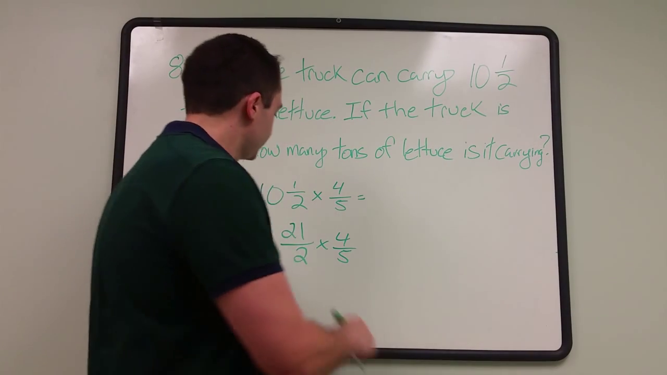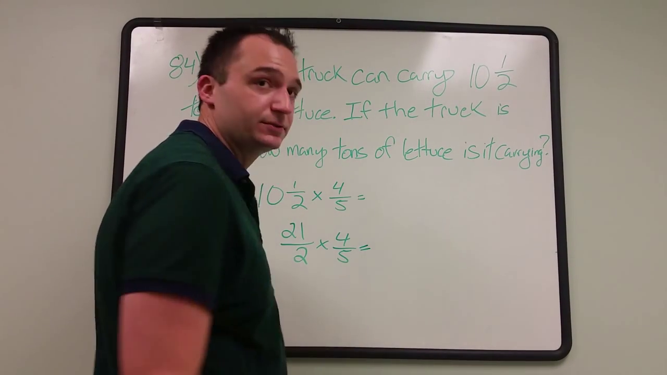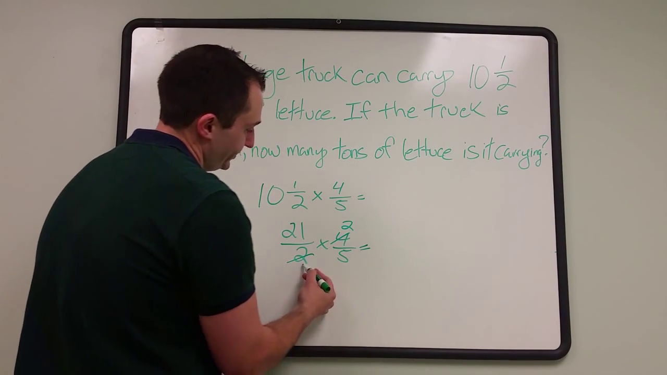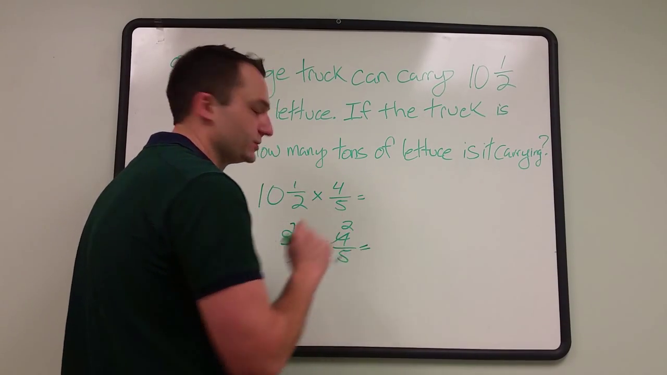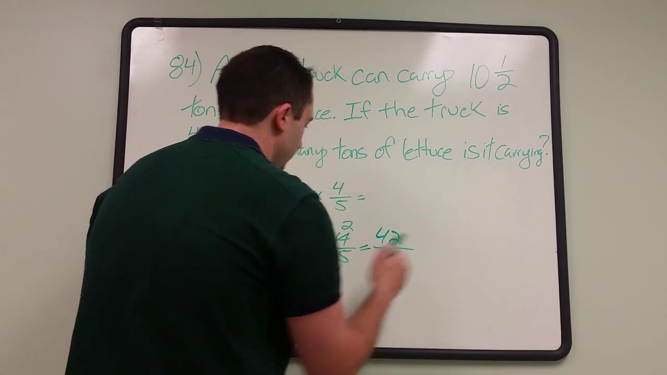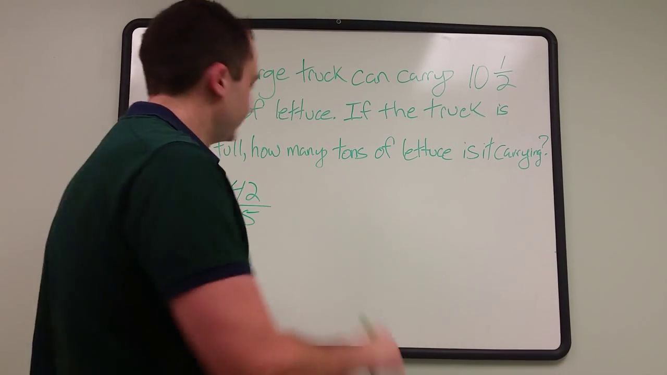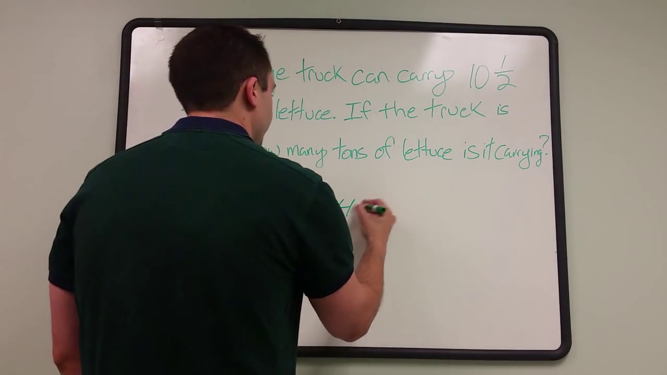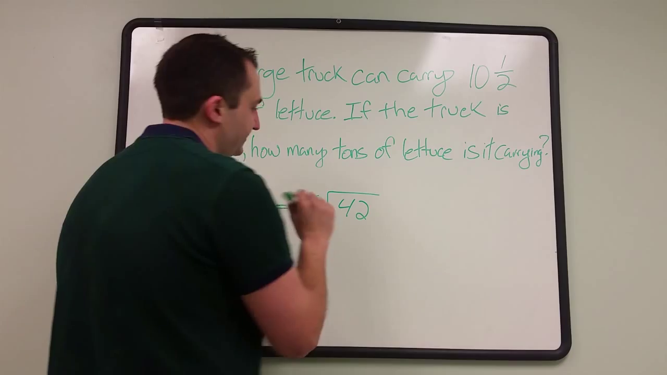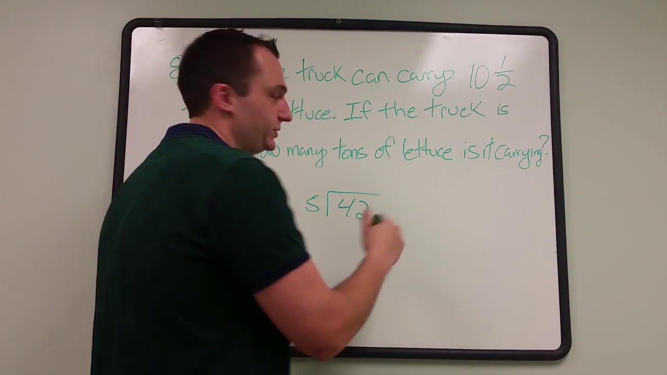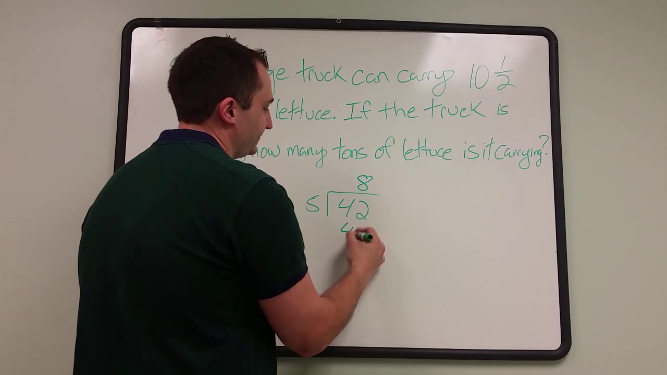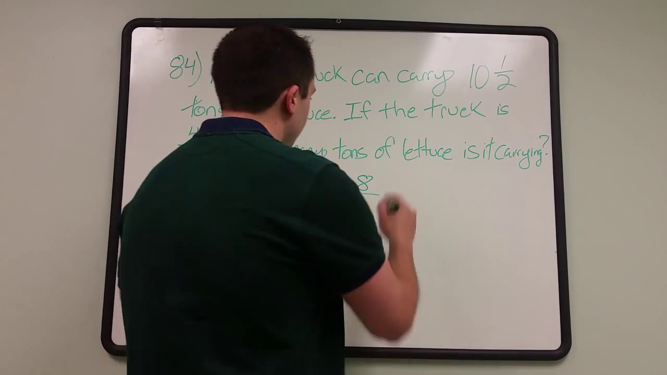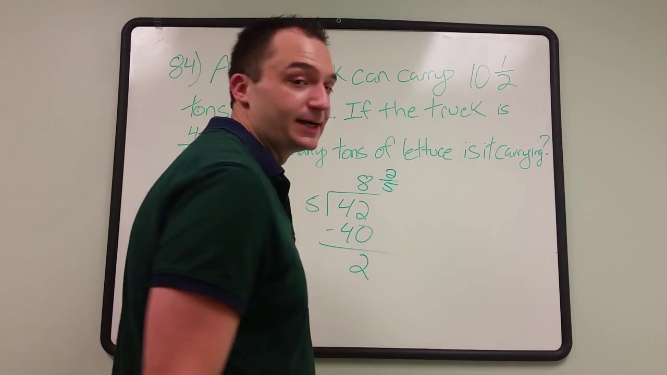4/5. The simplest way to complete this operation would be to reduce diagonally. 2 goes into 4 2 times with a 1 left over. So now you would do 21 times 2, and you would get 42/5. Since 42/5 is an improper fraction, you have to take 42 and see how many times 5 will go into it. So 5 will go into 42 8 times. 8 times 5 is 40. Subtract 42 minus 40 gives you 2. So you would have 8 2/5 as your answer.